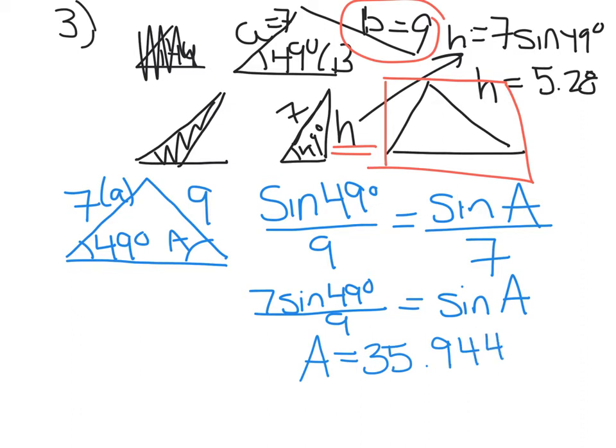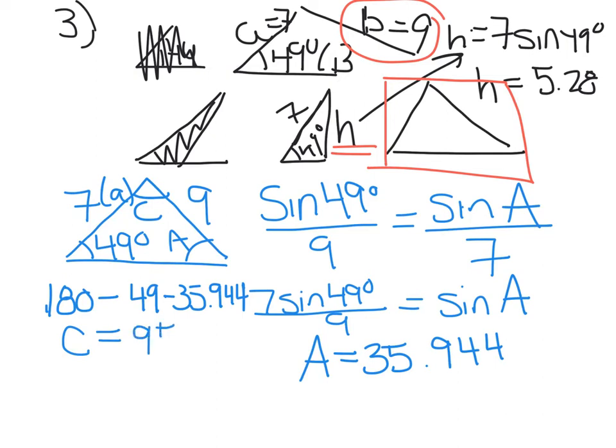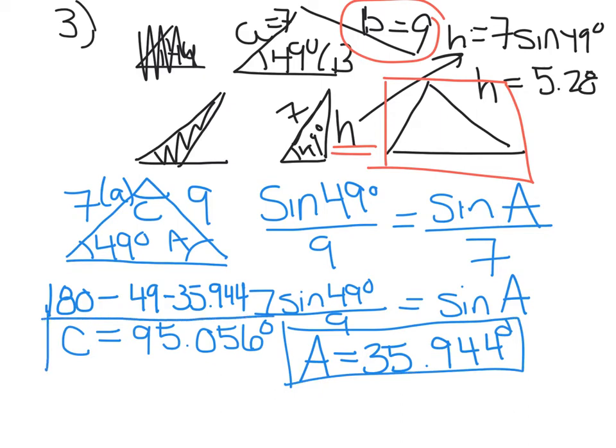35.944. Now to find this angle C up here, you do 180 minus the 49 minus the angle you just found, which is 35.944. And you should get that angle C up top is equal to 95.096. Make sure you're labeling your answers in degrees. So there's my angle C, there's my angle A, and now all I have to do is find side c.